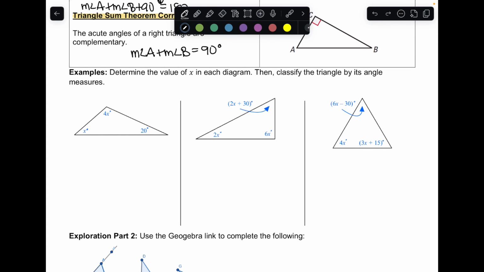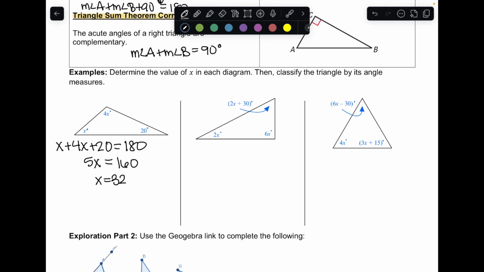So let's do some practice problems. First one, determine the value of x in each diagram and then classify the triangle by its sides, by its angle measures. So anytime you see a triangle and you know all three angles, you add them up, you set them equal to 180. They always add to 180. So in this case, we're saying x plus 4x plus 20 is equal to 180. So 5x, and if I subtract that 20 over, is equal to 160. So x is equal to 32.